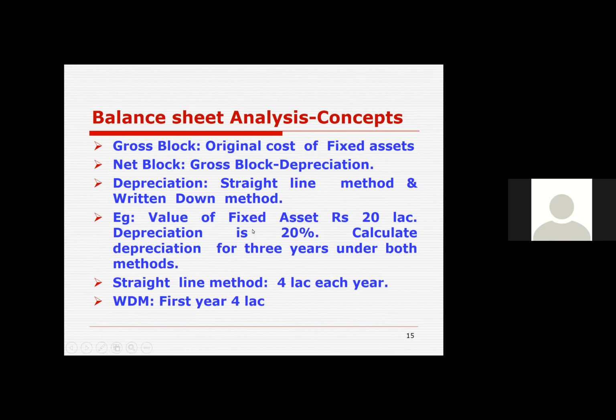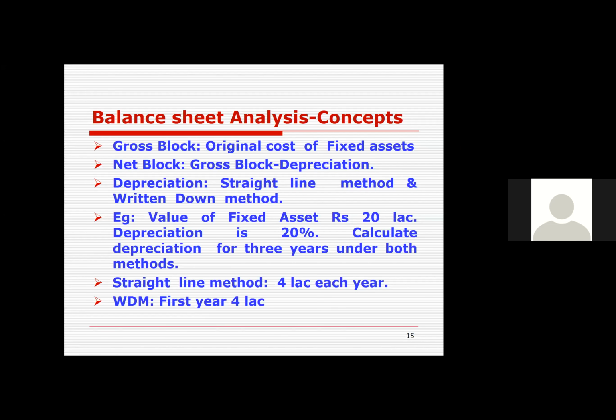So, gross block. I told you there is a concept called gross block and net block. Net block is nothing but your fixed assets less depreciation. The fixed assets shown in the balance sheet should always be less of depreciation. That is called net block. The total purchase price of the fixed asset is called the gross block.